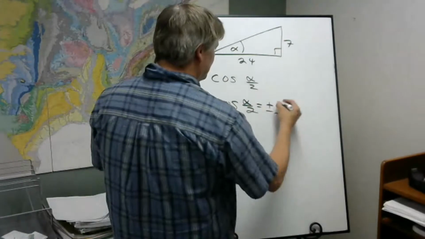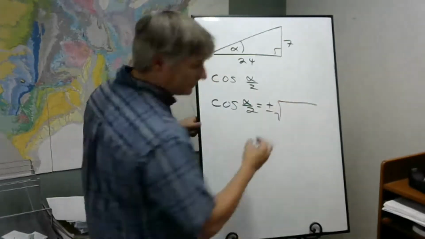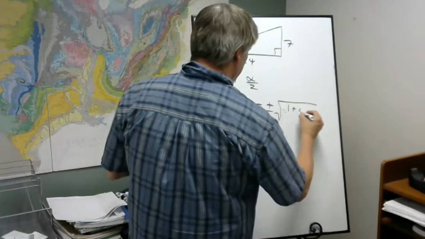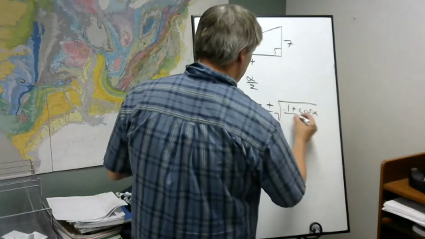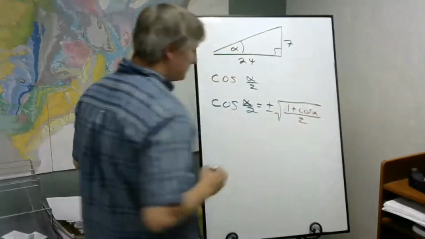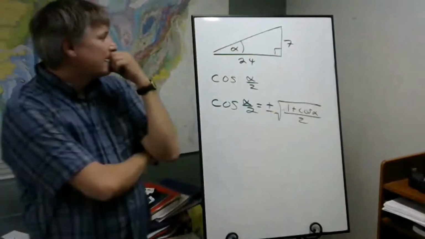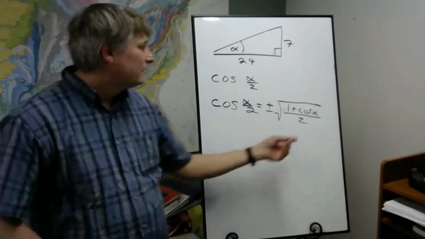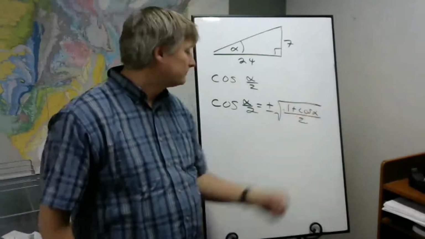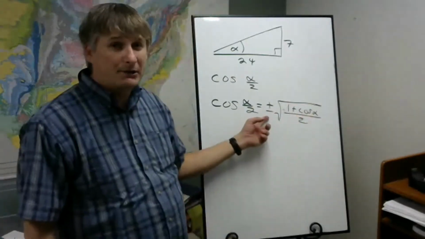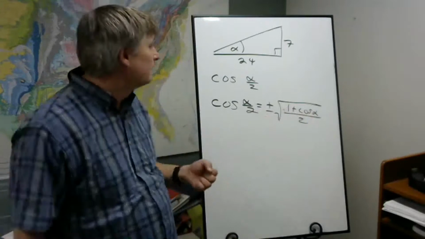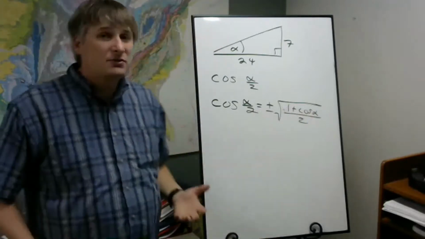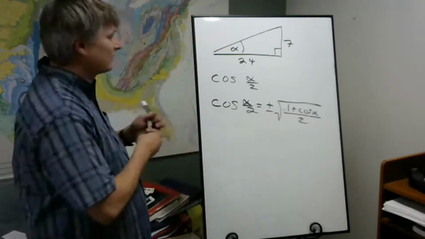Uh-oh, plus or minus again. So what is this going to do to us? Well, to come up with the cosine of alpha over 2, we need the cosine of alpha. Now we've got this plus or minus here. Which should we take? Well, we have alpha between 0 and pi over 2.